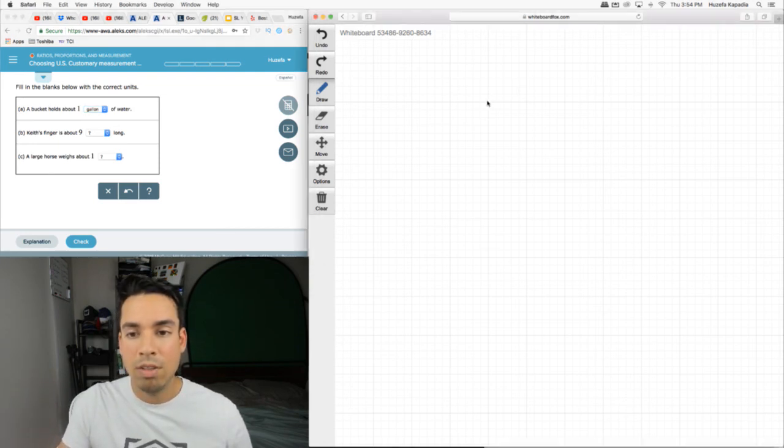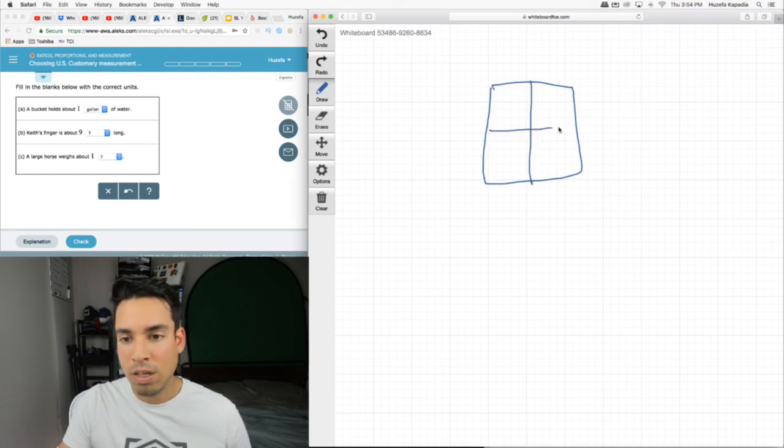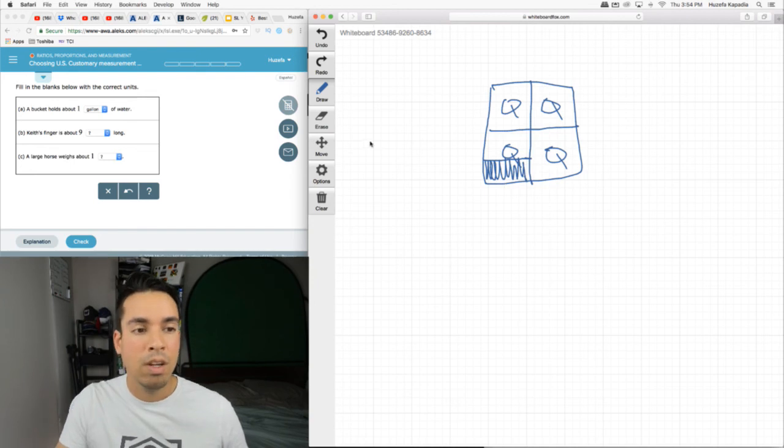So if this would be a gallon of milk, first I'd split it up into quarts, right? There'd be 4 quarts in a gallon. And then half of one of these quarts would be a pint. That'd be a really small bucket. So we'd say 1 gallon of water is a bucket.